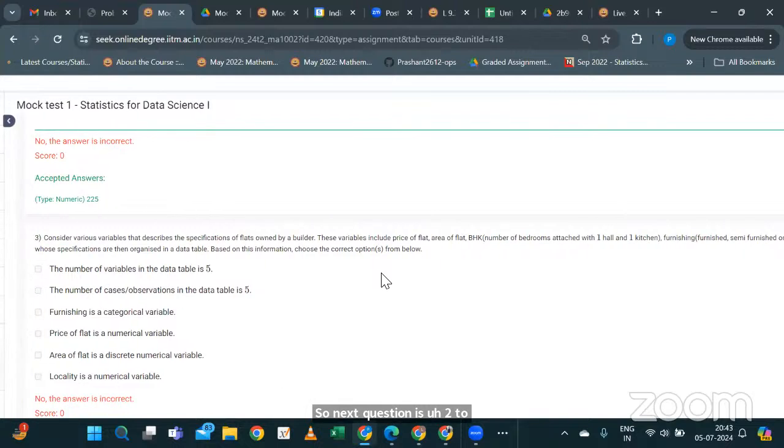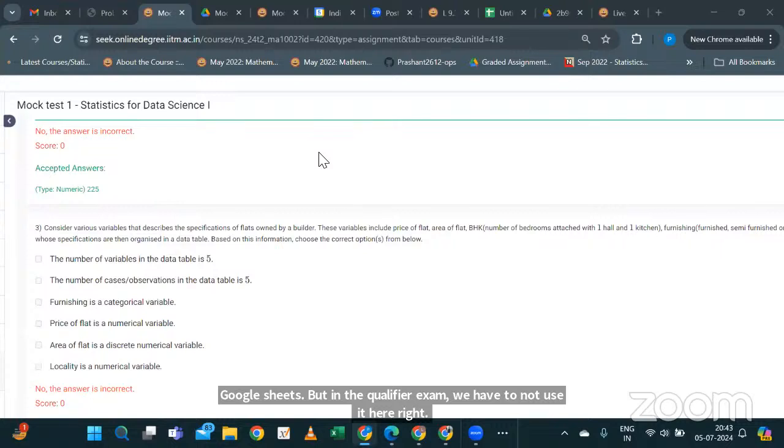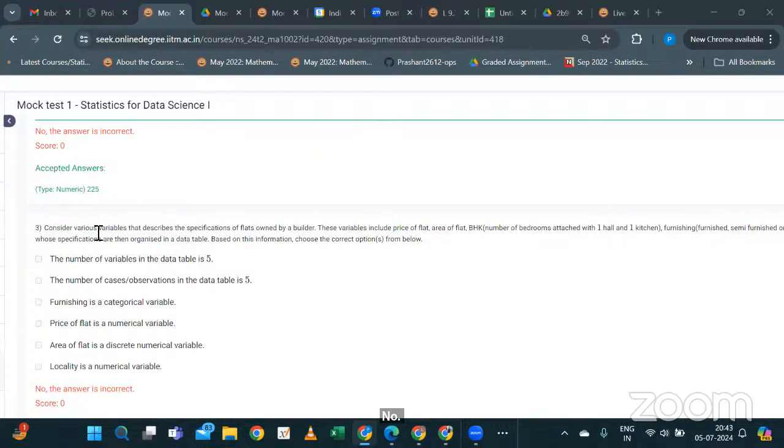Excuse me, sir. Yes. Sir, we have been taught doing this with the use of Google Sheets, but in the qualifier exam, we have to not use it, right? No. Okay, in the exam we have to do it by ourselves. Yes. Okay, thank you, sir.